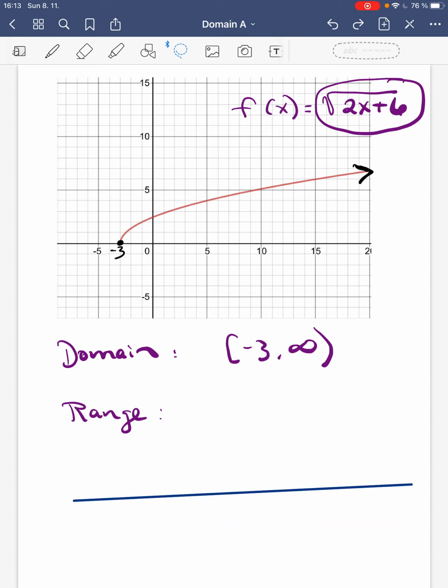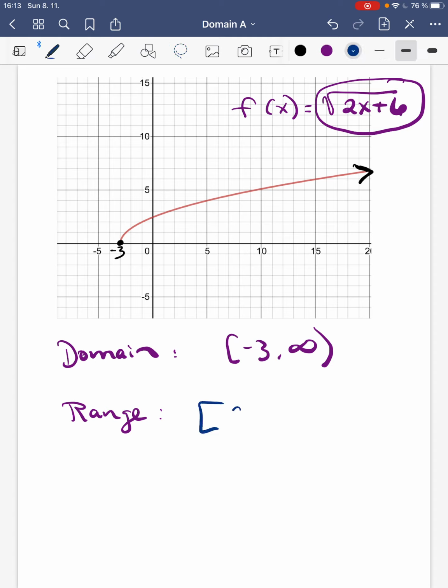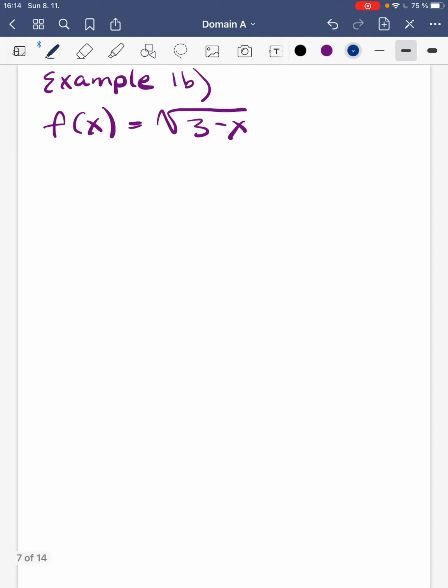So the range is, the smallest value you're going to get is 0, and it includes 0, and there is no maximum value. If you put in a billion, you can take the square root of 2,000,000,006. You can put in a quadrillion. You can keep going. You can make x bigger and bigger and bigger, and then y will get bigger and bigger and bigger. Okay?